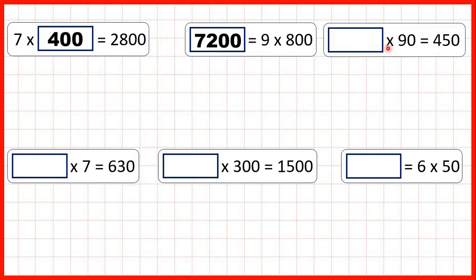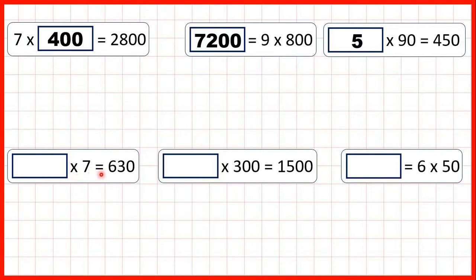Now, what times 90 equals 450? Well, 5 times 9 is 45, and we have an end zero in both the question and the answer, so our missing number is just 5. 5 times 9 is 45, and then we have an end zero in the question, so we have an end zero in the answer.